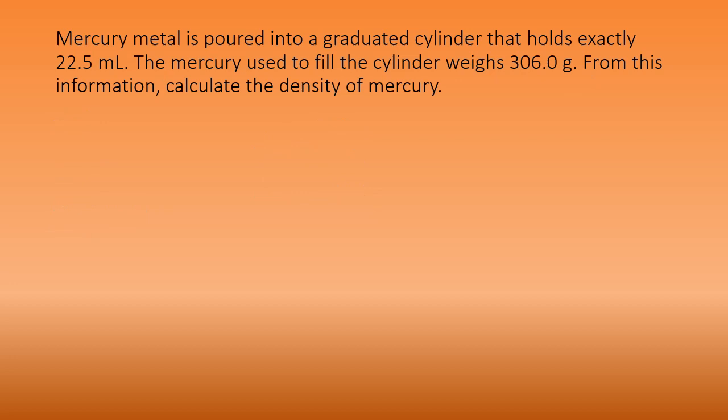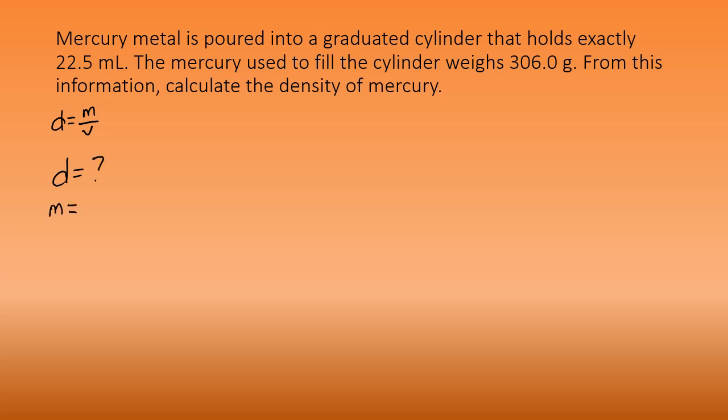Mercury metal is poured into a graduated cylinder that holds exactly 22.5 milliliters. The mercury used to fill the cylinder weighs 306.0 grams. From this information, calculate the density of mercury. Our formula, D equals M divided by V. We're being asked to find the density.